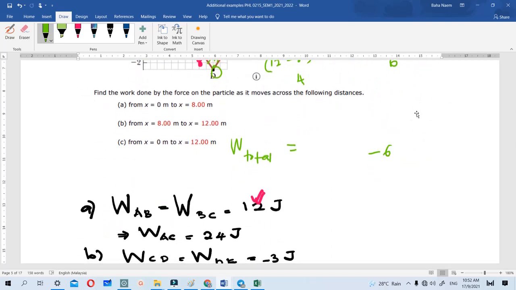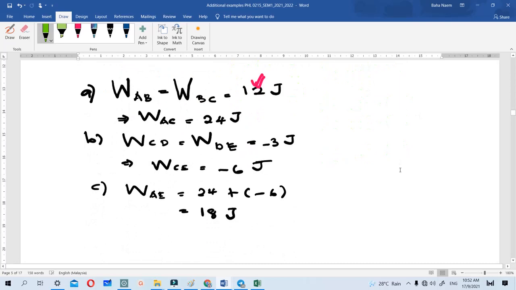Okay, with 24. So it should be something like this, adding up all the numbers. So the answer is 18 joule.